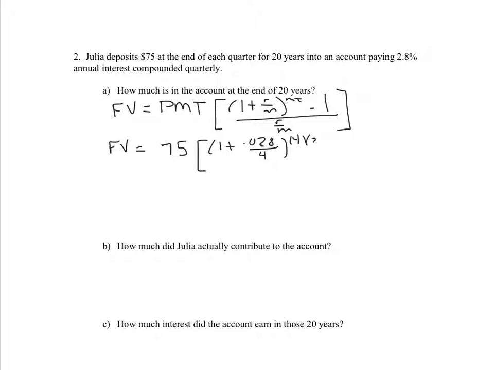So we're going to multiply that times 20. Don't forget to subtract 1. After you complete that numerator, then you come back and you divide by your R over M, which is 0.028 divided by 4.